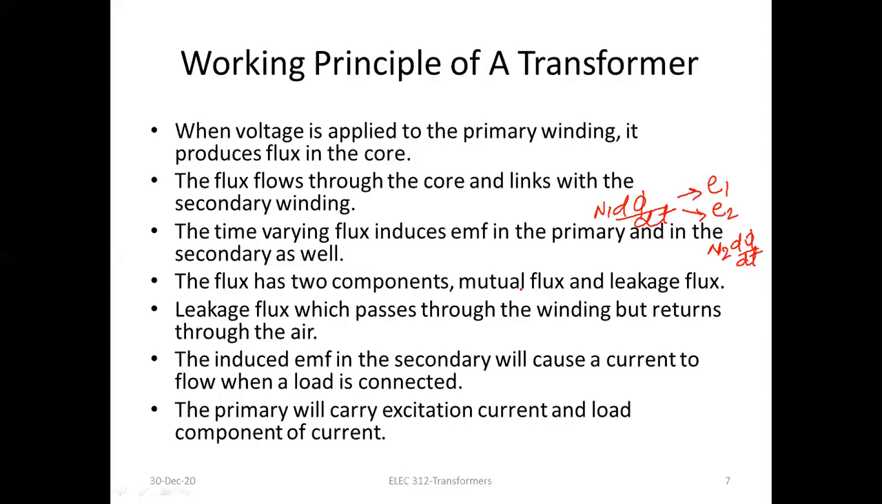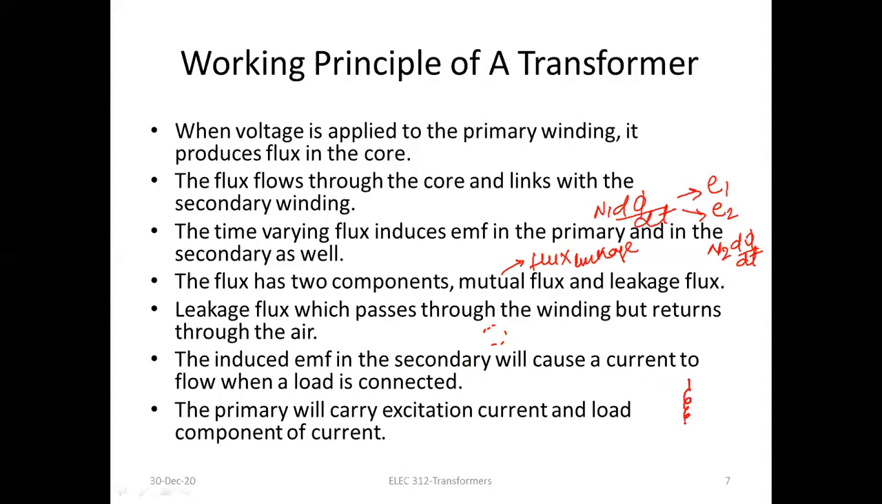The flux has two components, mutual flux and leakage flux. Mutual flux means flux linkage that goes into the primary as well as the secondary. Leakage flux passes through the winding but returns through the air. It does not go to the secondary. The induced EMF in the secondary will cause a current to flow when a load is connected.